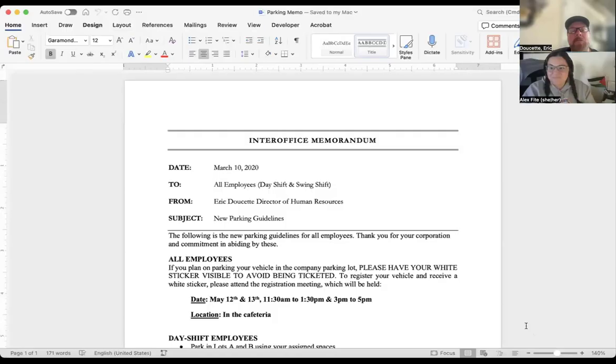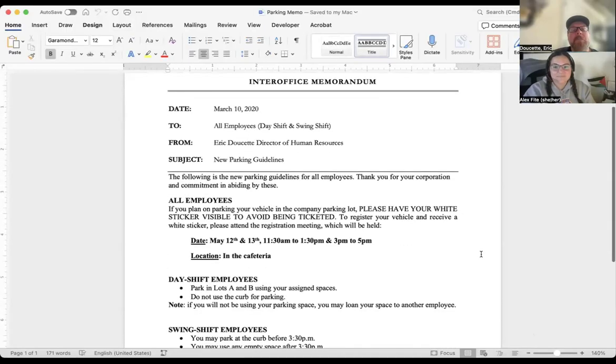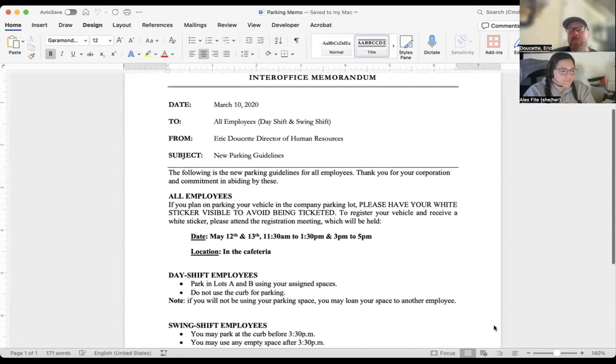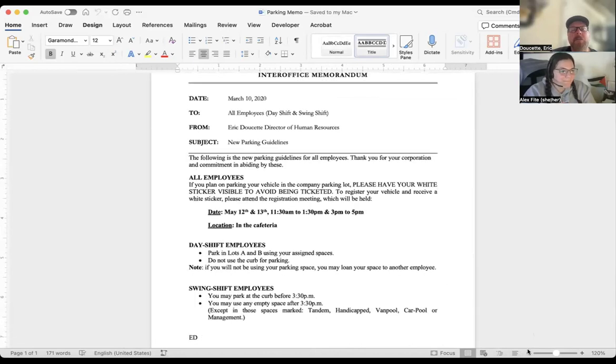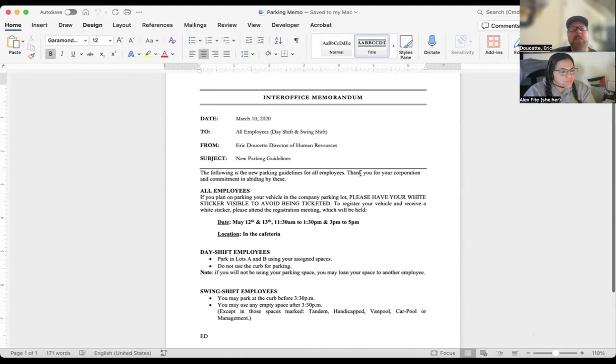So now I'll show you the good one that I'm aiming for. Here you go. I can't shrink it down, maybe I can a little bit. There you go. All right, so now you have it properly formatted. You have all employees, day shift employees, swing shift employees. It's got a heading. It's got bullet lists. So if I'm a swing shift employee, why do I care about the day shift employees? I'm just going to read what relates to me. And again, right in the middle, please have your white sticker visible to avoid ticketing.